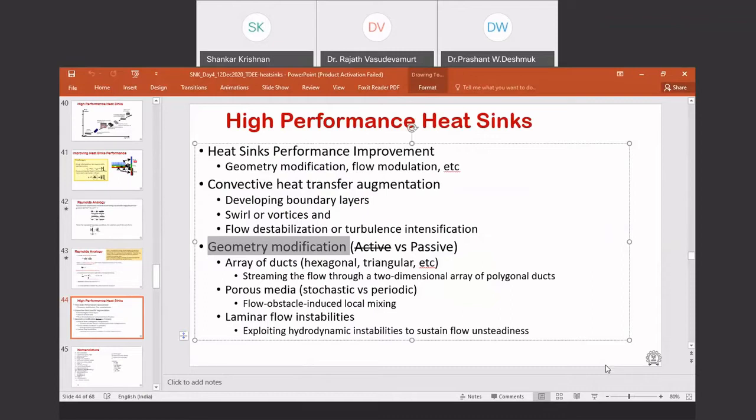First, we'll discuss the array of ducts.